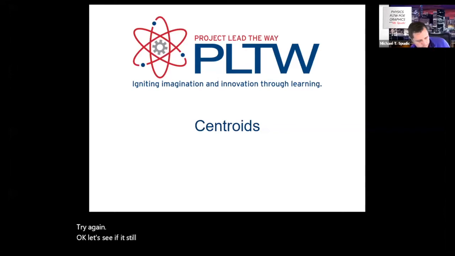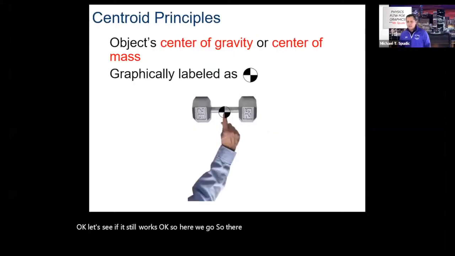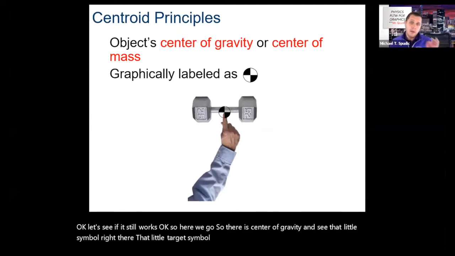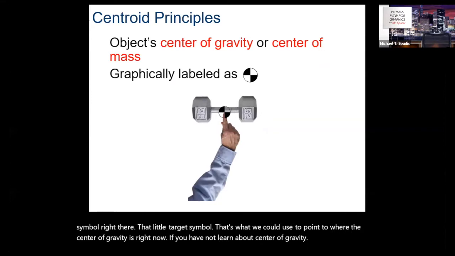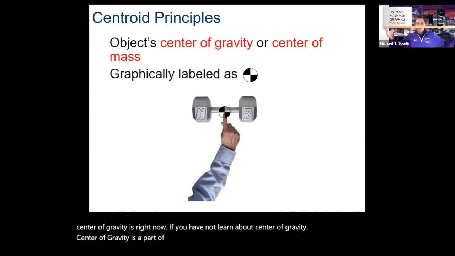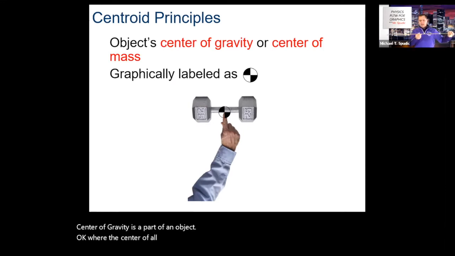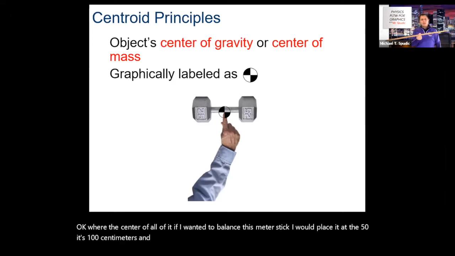Okay, so here we go. So there is center of gravity. And see that little symbol right there, that little target symbol? That's what we could use to point to where the center of gravity is. Now, if you have not learned about center of gravity, center of gravity is a part of an object, okay, where the center of all of it is. If I wanted to balance this meter stick, I would place it at the 50. It's 100 centimeters, and it's pretty easy to find the center of gravity of this meter stick because it would be right at the center, at the 50.